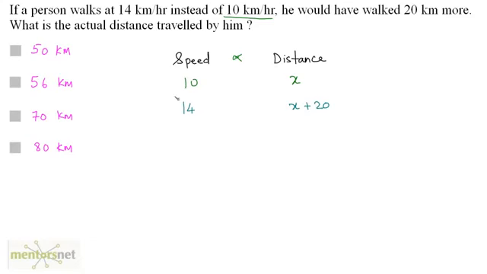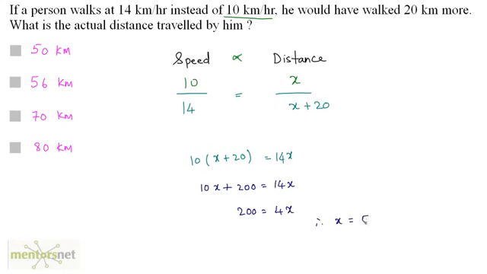Now we have a ratio and that is directly proportional to other ratio, right? So we can directly equate these ratios. What I have is 10 times x plus 20 is equal to x times 14. So we have 10x plus 200 is equal to 14x, and therefore 14x minus 10x is equal to 4x. So 200 is equal to 4x, and therefore x is equal to 50 kilometers. So the answer is option A.